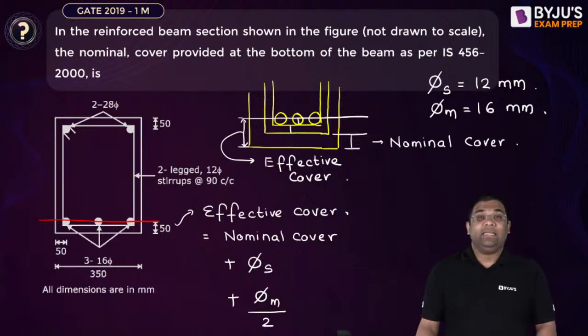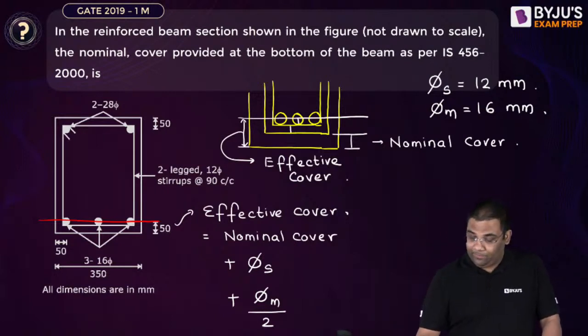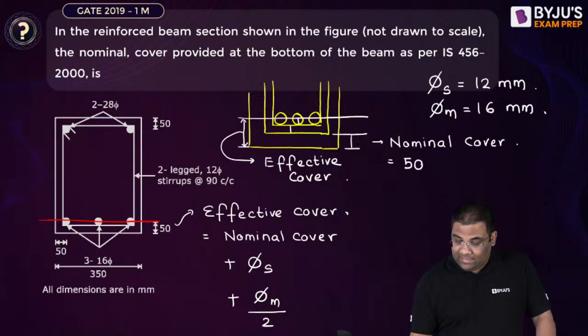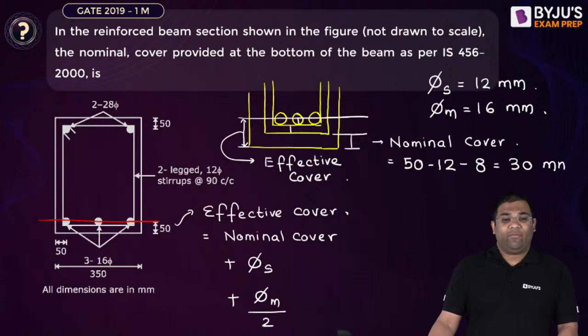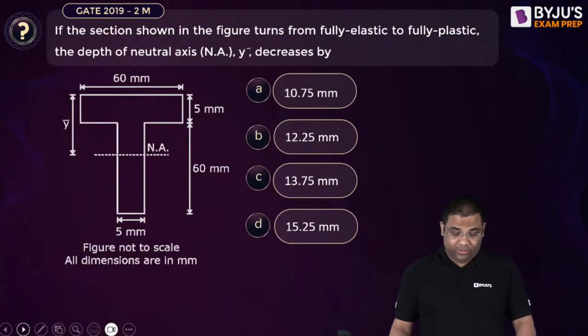Very easy. So I can say nominal cover will be equal to effective cover, which is 50, minus the dia of stirrup, that is 12, minus half of the dia of the main steel, that is 8. How much is that? 30 mm. Very straightforward question, right? A 1 mark question, therefore very short.